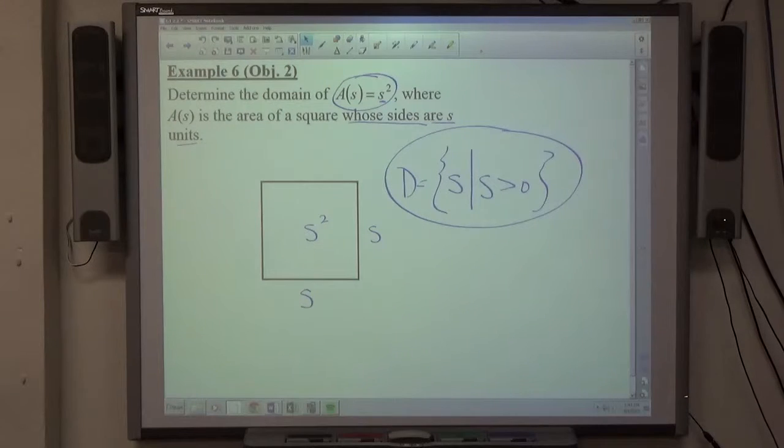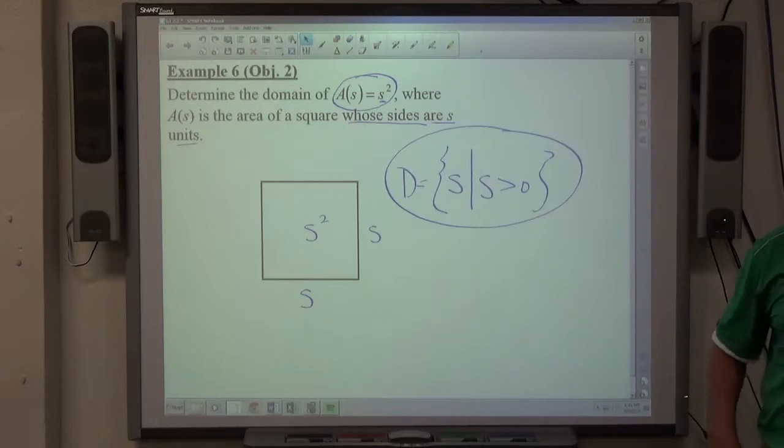That doesn't show up except in this specific homework assignment. I don't put it on a quiz, but just know that there are rules beyond just mathematical rules as to why a domain happens.